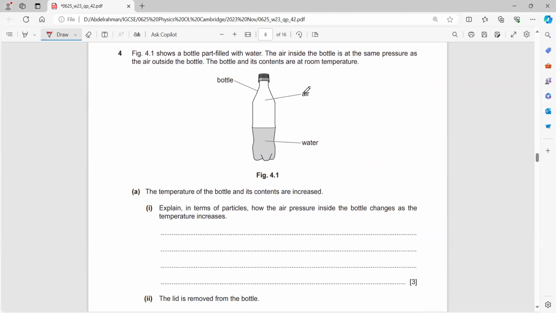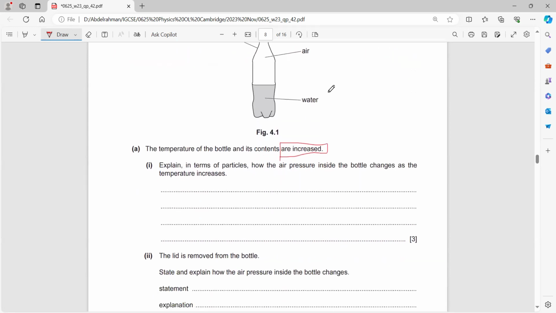Figure 4.1 shows a bottle part filled with water. The air inside the bottle is at the same pressure as outside the bottle. The bottle and the contents are at room temperature. The temperature of the bottle and its contents are increased. State in terms of particles how the air pressure inside the bottle changes as the temperature increases. How does the pressure inside the bottle increase? What happens?